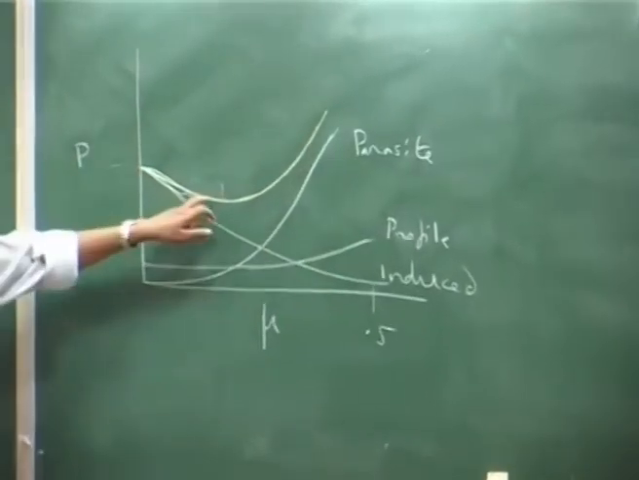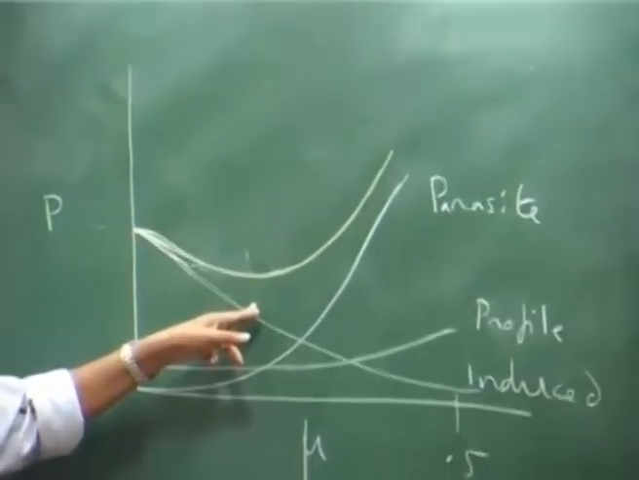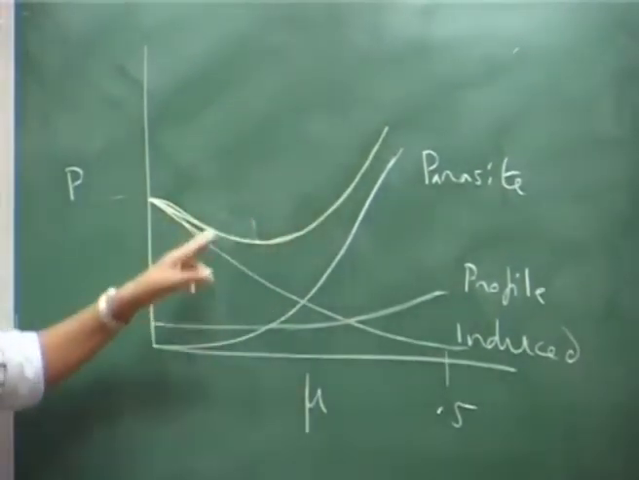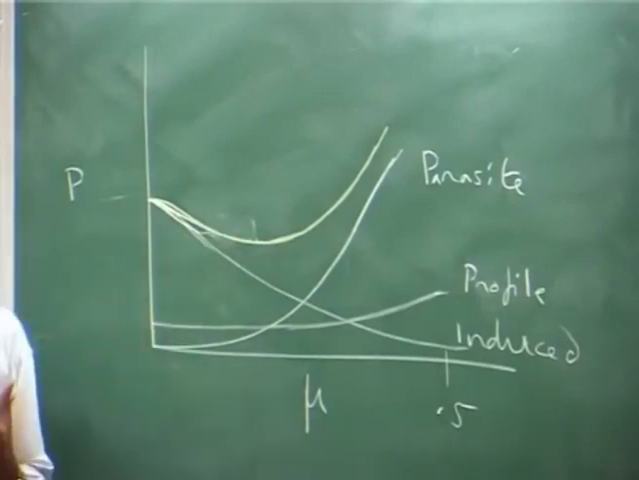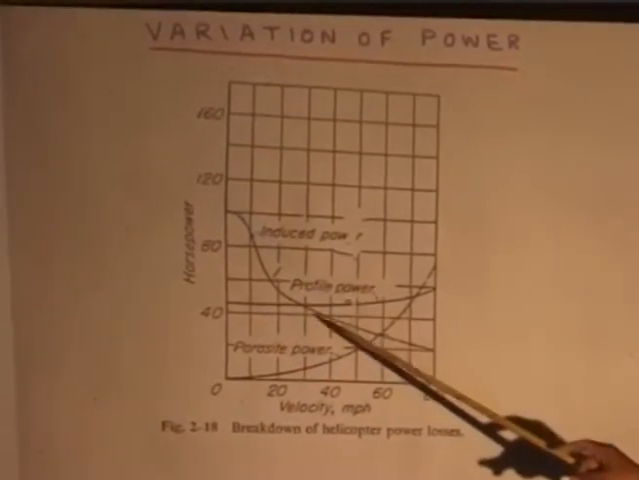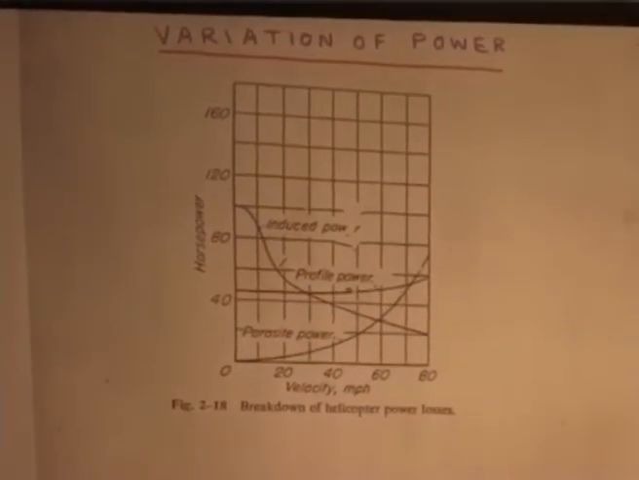Maybe I should put the dip a little down, okay, because you have to add everything. This is the rotor power in forward flight. So, this is the parasite, profile, induced. Now, you add all of them, they will go like this. Okay. So, this is my power curve.